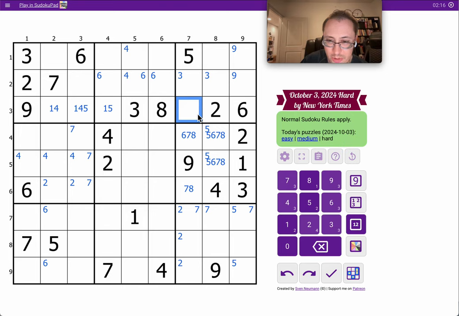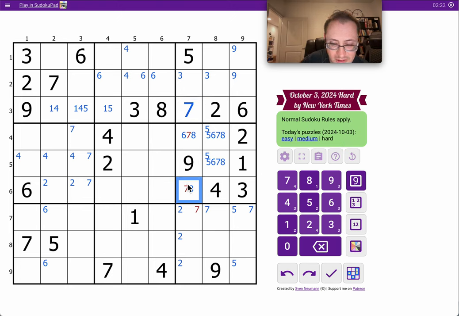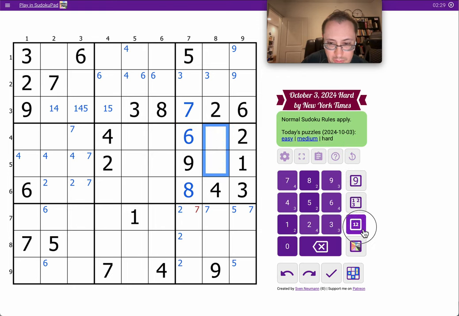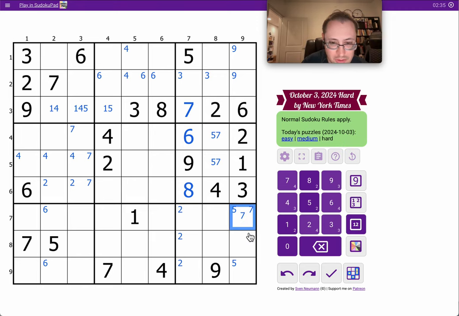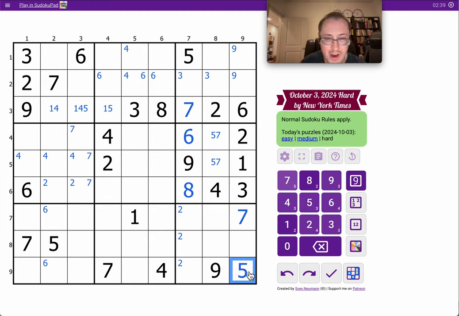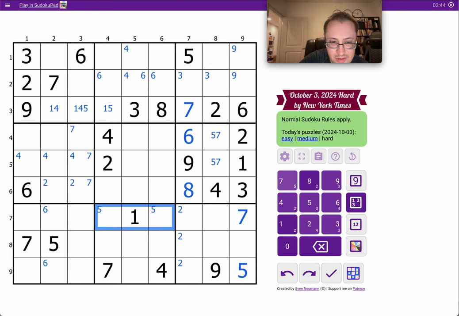Where does 7 go in row 3? There's one spot. Therefore, this must be 8. This must be 6. These are now down to 5 and 7, which rules that out from being a 7. This one can't be 7 either. Therefore, 7's placed in region 9. That places the 5, just unwinding my markings. One of these two is a 5.